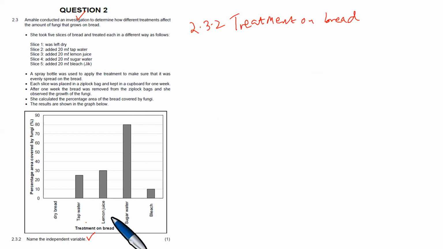So what is the independent variable? It is the treatment. She's just changing the treatment, from water to lemon juice, then sugar water, and then she applies bleach on the bread. But you can see that what is happening after all is that Amahle is just changing the treatment on the bread. Next question.